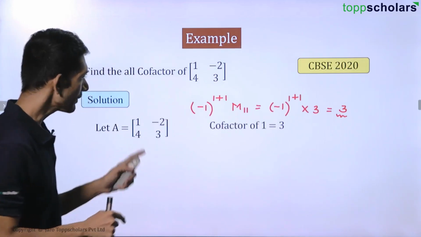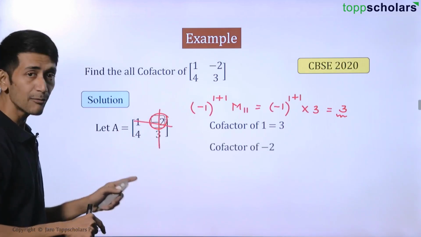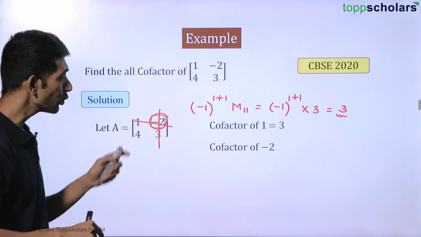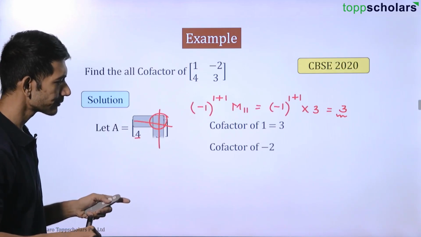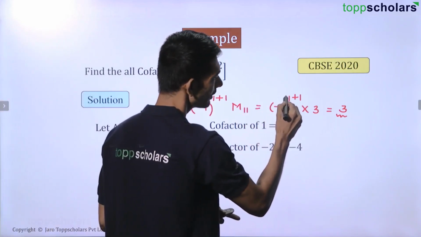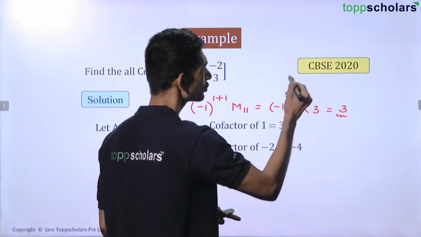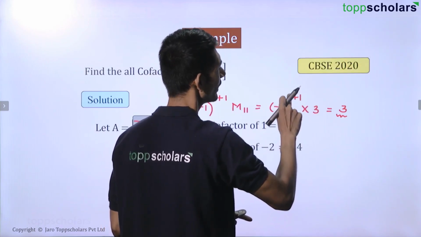Okay. Now if I talk about the cofactor of minus 2, you will have minus 1 raised to 2 plus 1. Sorry, 1 plus 2, first row, second column. So this will be negative, isn't it? Minus 4, the same thing in terms of solving.